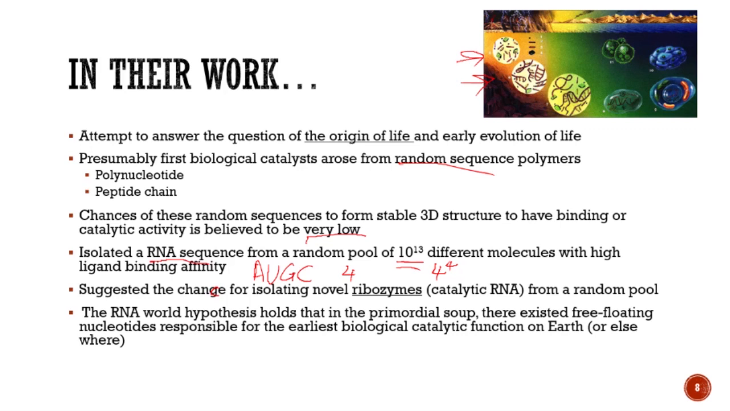Now, RNA here, in terms of what you are familiar with, we have the mRNA, messenger RNA that codes for protein. We have tRNA that brings the amino acid in during synthesis, and we also have rRNA, or ribosomal RNA. Now, those RNAs themselves have some catalytic activities alone. So that tied into the origin of life work, and the RNA world hypothesis suggests that these free-floating nucleotides are the earliest biological catalytic functions on Earth or elsewhere. It could be happening elsewhere.